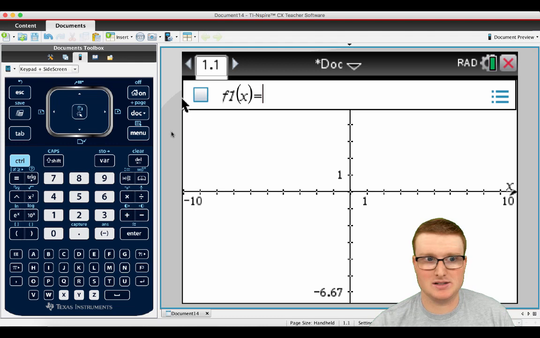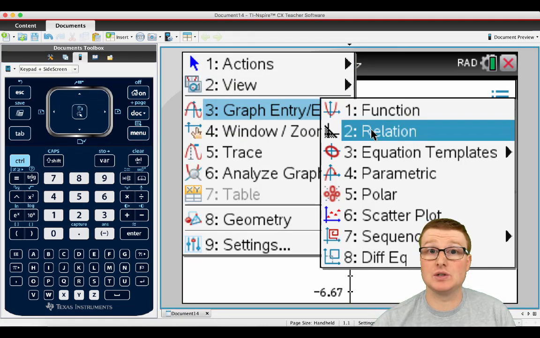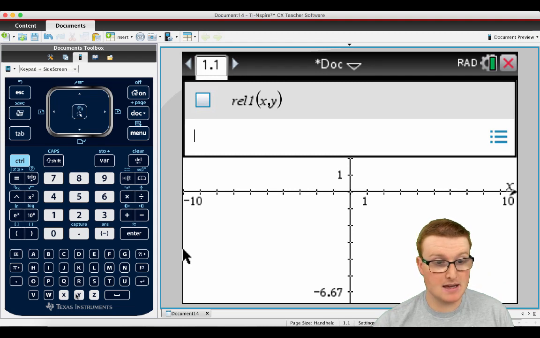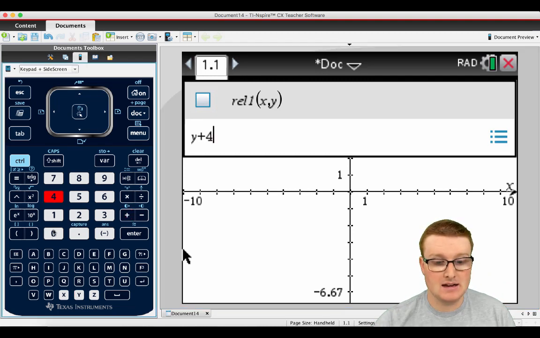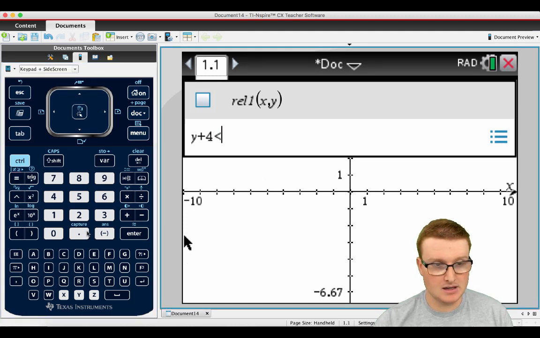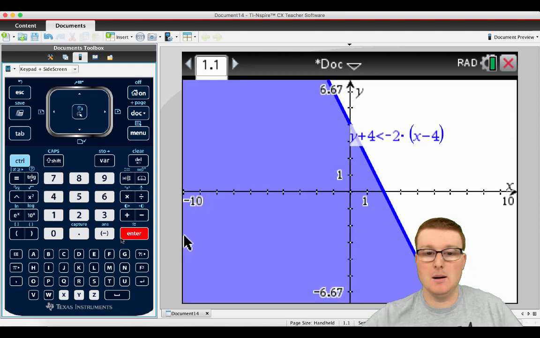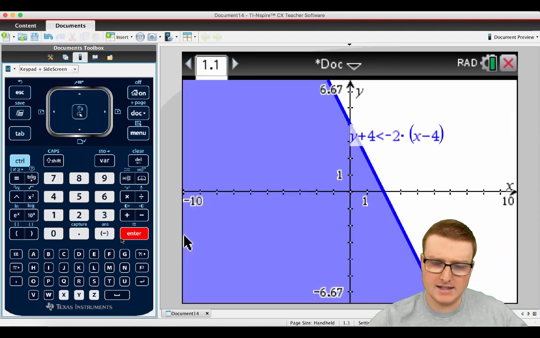And this is pretty neat. Watch this. If you go to menu and go to graph entry edit and click on relation, you could actually just type in y plus 4. Now to get that less than sign, you just do control equal. Get that less than sign. -2 times x minus 4. Boom.